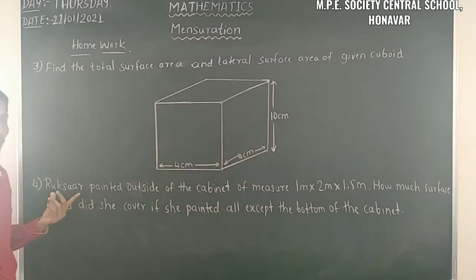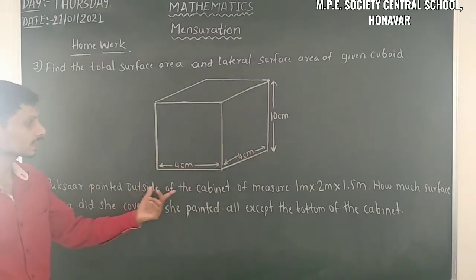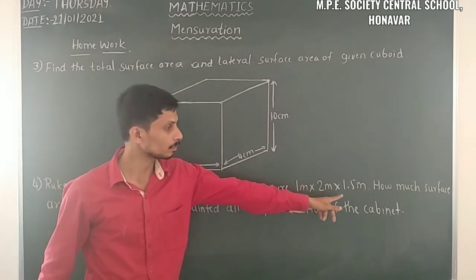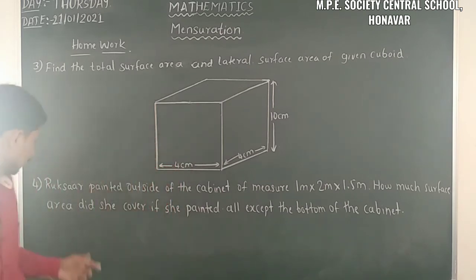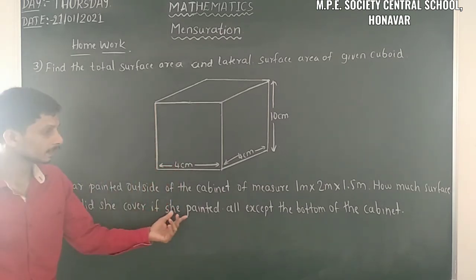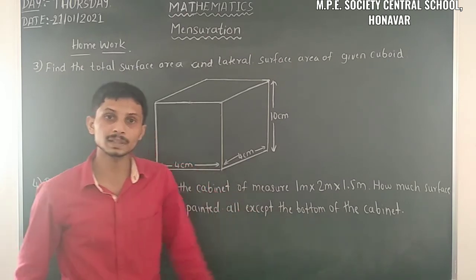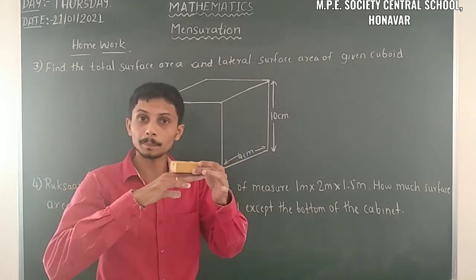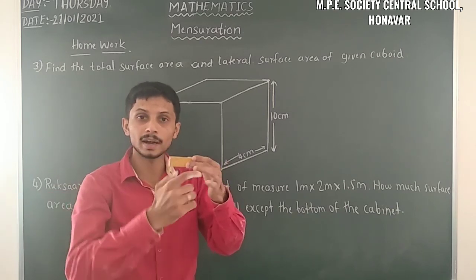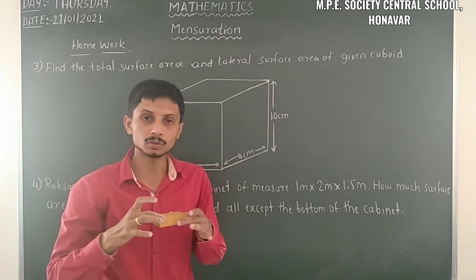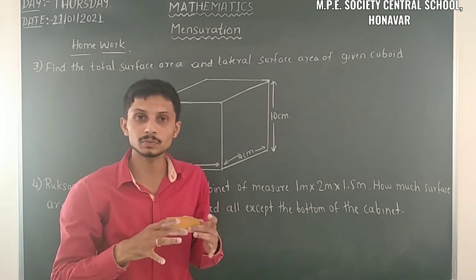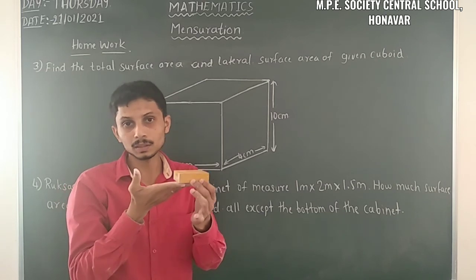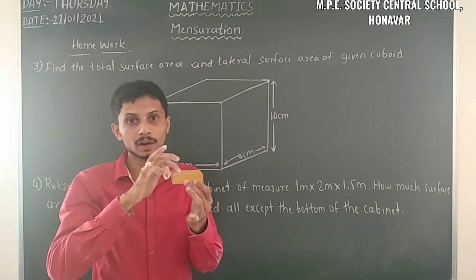And then here we have another problem. Books are painted outside of the cabinet of the measure 1 meter by 2 meter by 1.5 meter. How much surface area did she cover if she painted except the bottom of the cabinet? That means except the bottom of the cabinet, we have to neglect the bottom part only. We have to consider the top part and all the 4 sides.